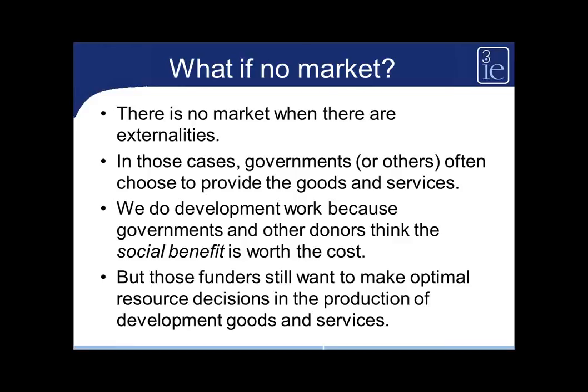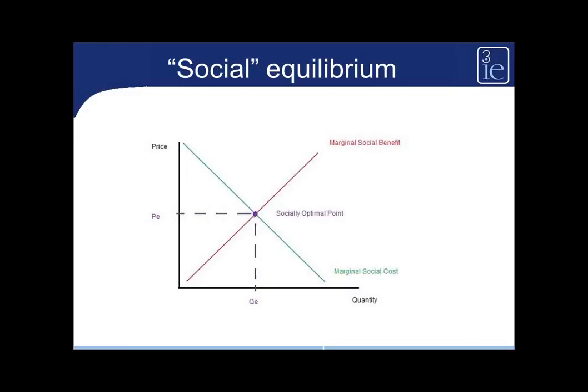So already we know that these decisions about allocating development dollars are almost always made outside of the market context. So that wonderful thing called the invisible hand does not help us make the decision about what to produce. But funders, and even implementers, still want to make optimal resource decisions in the production of those development goods and services. We still want to be doing the best that we can with the resources that we have available to us. So that's where cost-benefit analysis comes in.